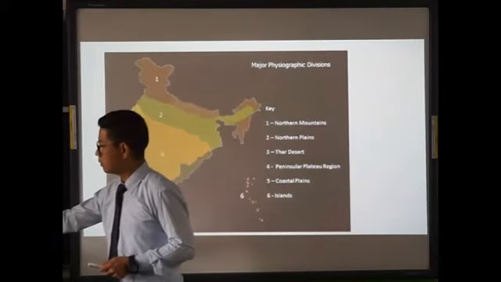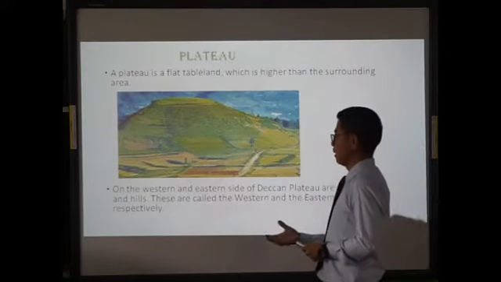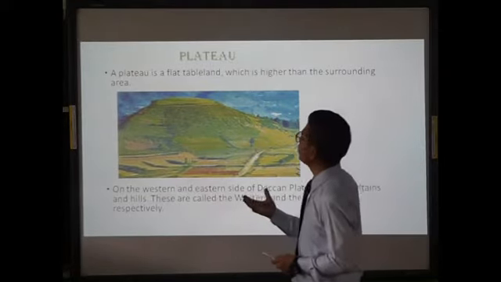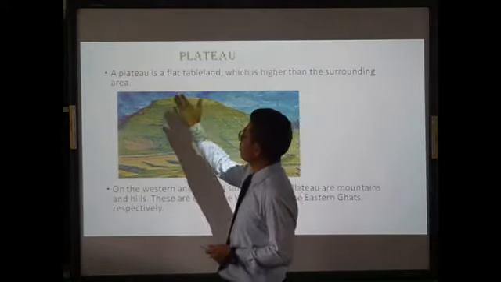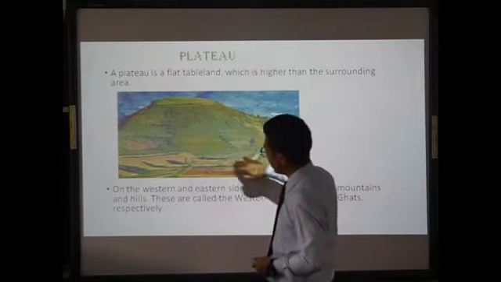Alright. Now, we have talked about the plateau. Now let's see what a plateau means. A plateau is a flat table land which is higher than the surrounding area. Now you can see the picture. This is a type of table, isn't it? It is higher than the surrounding area. So this area is quite higher than this area, isn't it?